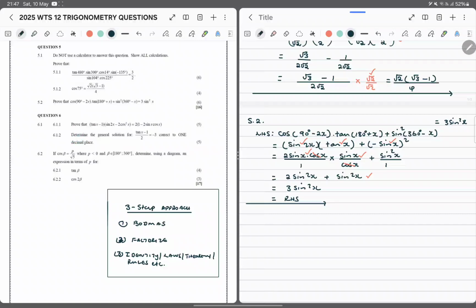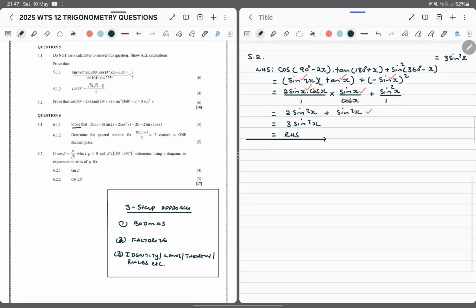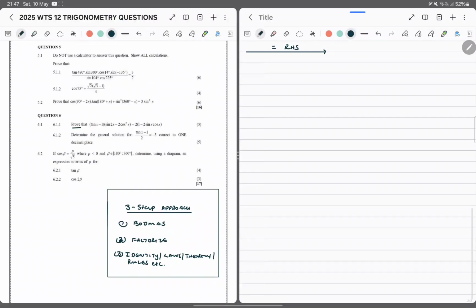Question 6, do we have anything? If we're proving something, it looks like an identity. We can take that 6.1. Let's just try 6.1.1. Perhaps let's just move it up to save some space. So what do we have?